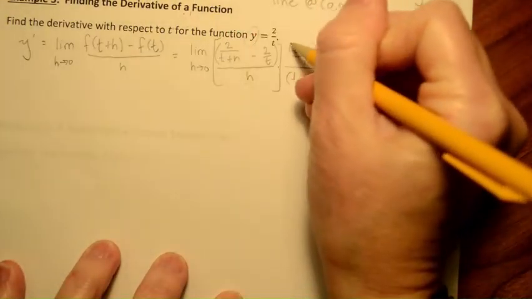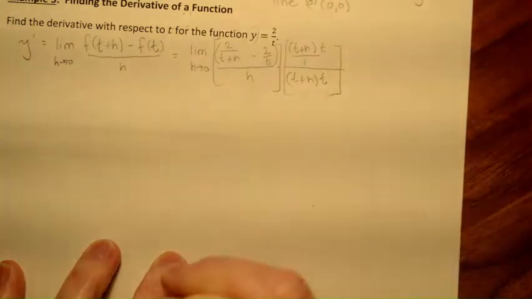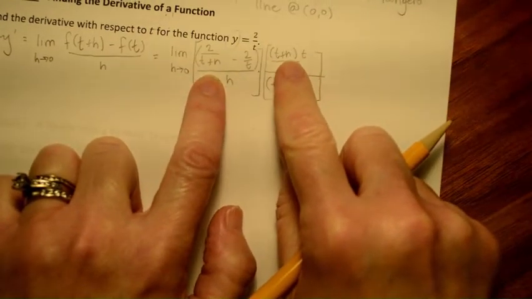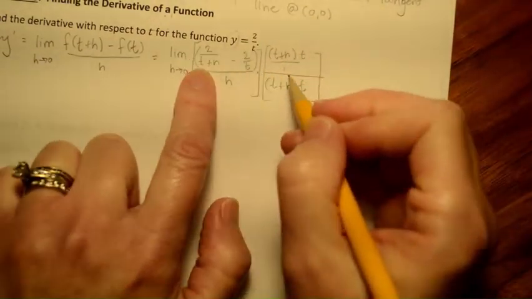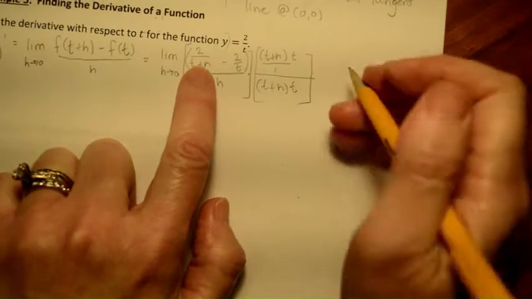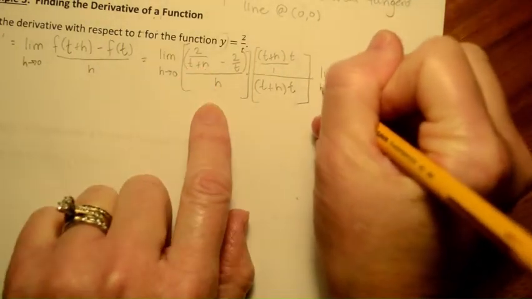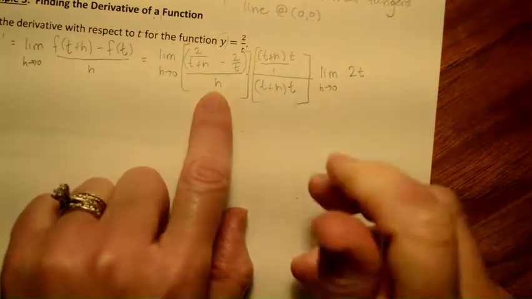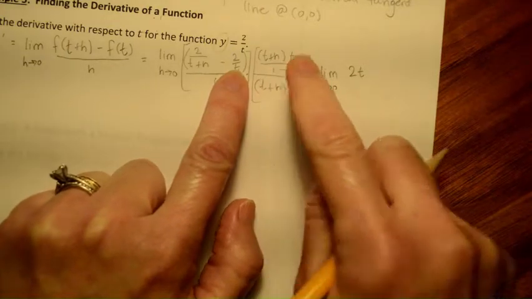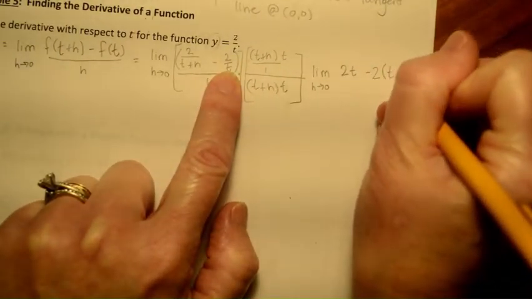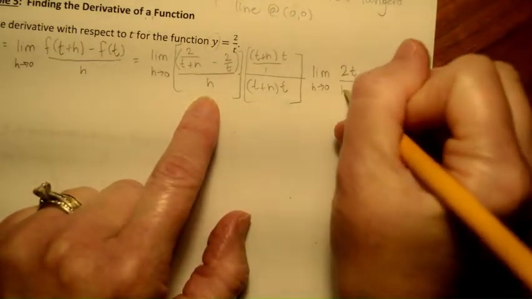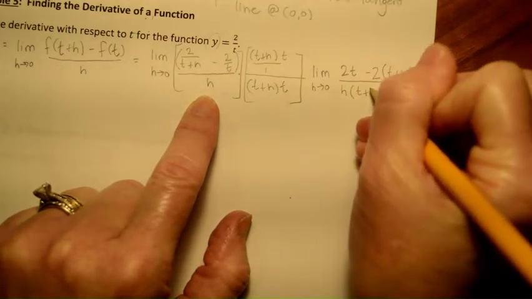All right, so we're taking that and multiplying it by this. When we do that, again, the whole purpose of doing this is to get rid of those denominators. So when I distribute this to the first fraction, those t plus h's cancel out. So all that's left is 2t. So limit as h approaches 0 of 2t. And then when I repeat the process here, the t's cancel out, but not the t plus h. So we end up with minus 2 times t plus h all over. Again, don't distribute. We've got h times t plus h times t.